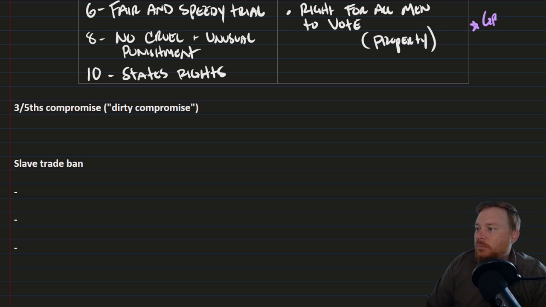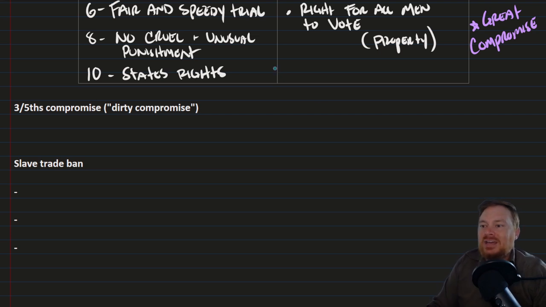And that was the Great Compromise over representation. But there was also another very important compromise. This was a compromise regarding the status of enslaved individuals in the United States, and that is the Three-Fifths Compromise, otherwise known as the Dirty Compromise.